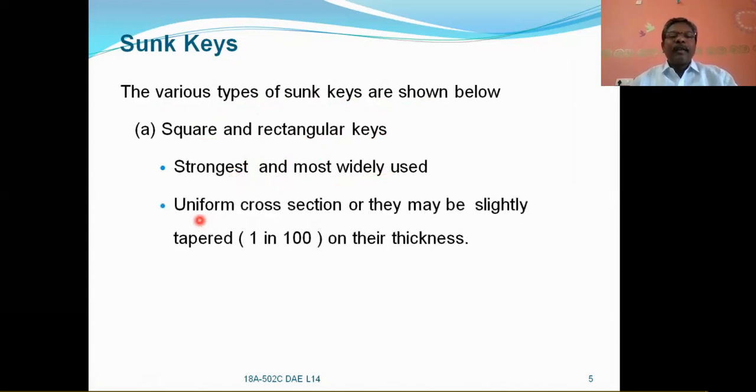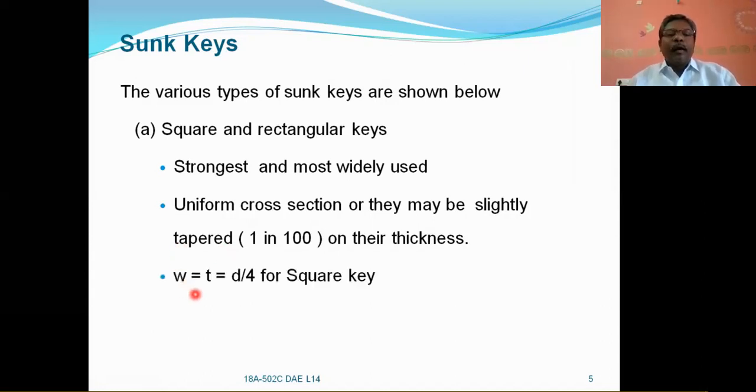And this will have uniform cross section, and they may be slightly tapered on their thickness. That means as you go on increasing the length, the thickness will go on reducing, and that thickness will be reduced in a 1 in 100 taper. So along the length, the thickness will be reduced.